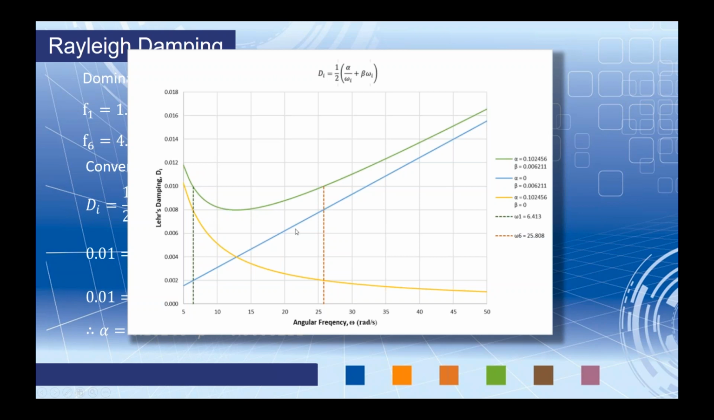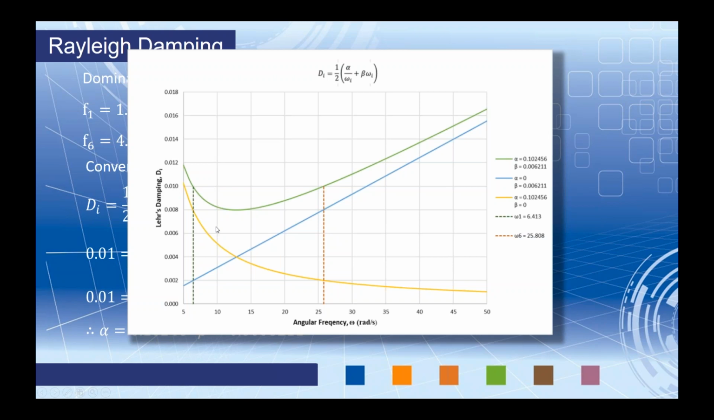Now, there are several other lines here on this graph. Well, the dotted lines indicate my dominant mode shape. So here is my mode shape number 1, the dark green line. We can see omega 1 here. And then the orange dotted line is omega 6, my dominant mode shape 6. Well, I've adjusted alpha and beta so that if we follow these dotted lines where they intersect with the Rayleigh coefficients here, we get 0.01 Lehr's damping.